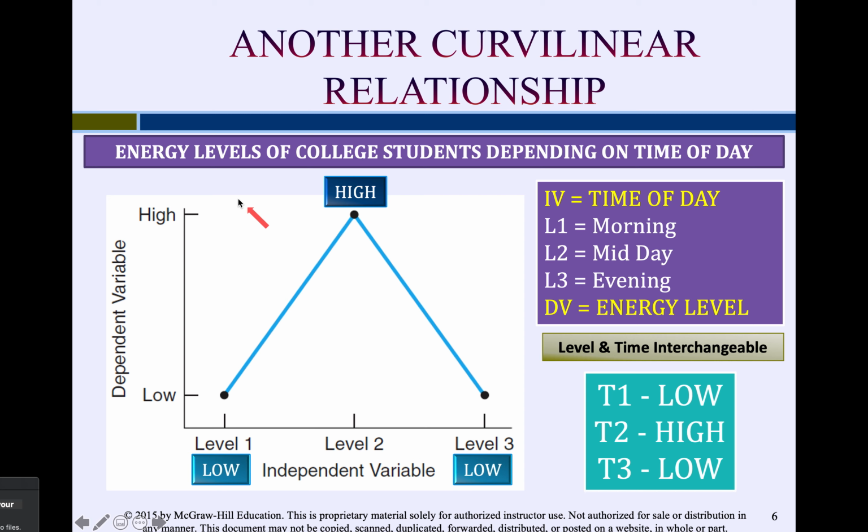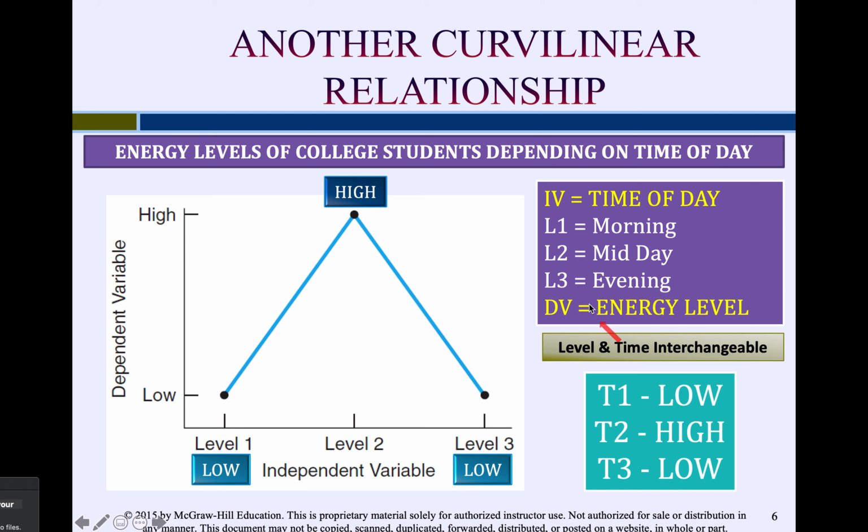Let's do another example of that. In this particular, another curve in the linear relationship, this particular study, researchers were trying to understand the energy levels of college students depending on the time of day. So here we have the independent variable as the time of day. Level 1 was morning, level 2 midday, level 3 evening, and the dependent variable was the energy levels, which you can also see here, low and high energy levels, which was the DV.